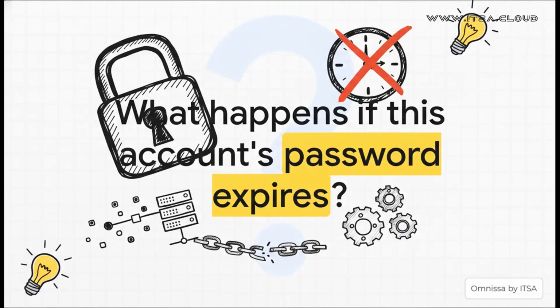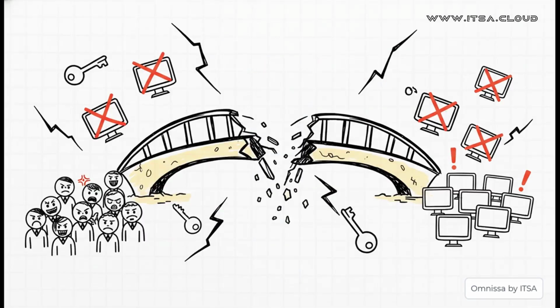So let me ask you a question. It's a question that keeps system administrators up at night. What happens if this account's password expires? The answer is simple, and it's devastating. Your Horizon environment simply stops working. The bridge is gone. User logins fail. Single sign-on is dead. Admins can't make changes. Your entire, beautifully designed virtual desktop world just grinds to a catastrophic halt.